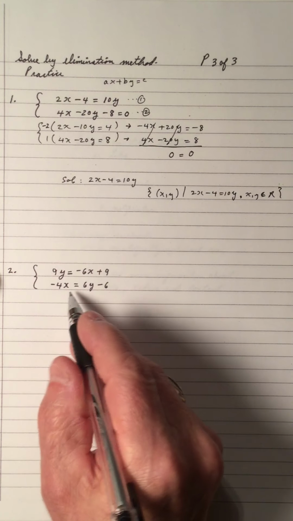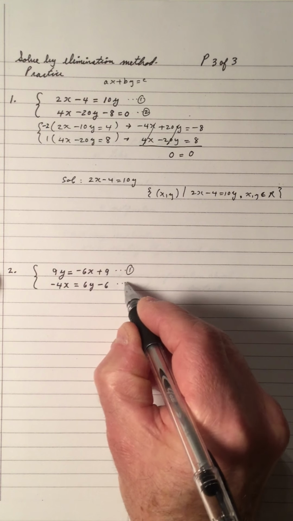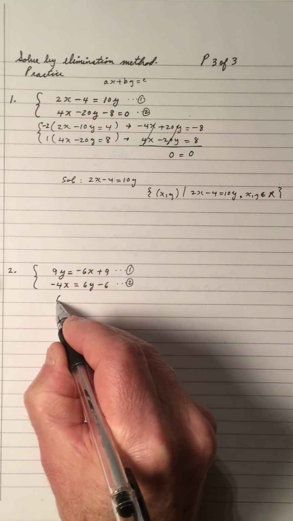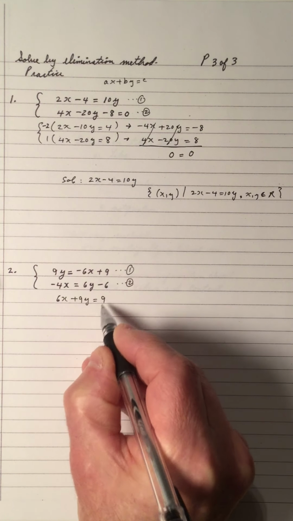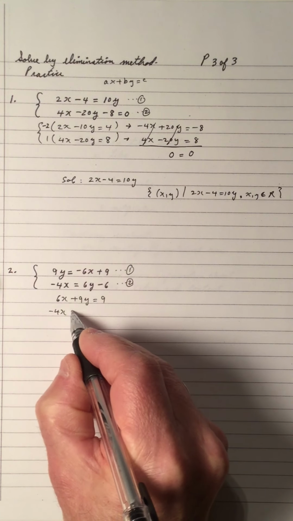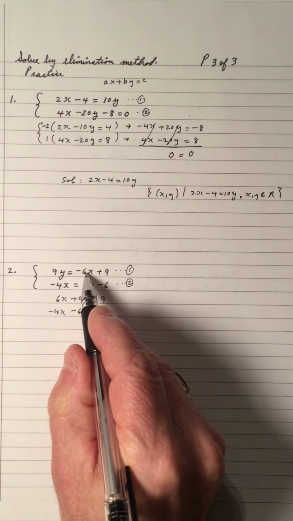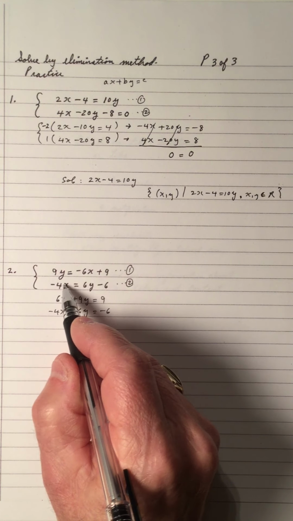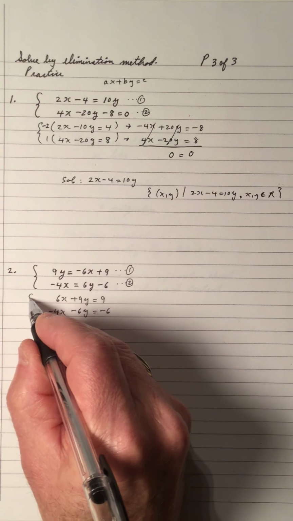Number 2. Now we got to line these up. This is equation 1. This is equation 2. So I'm going to move the 6x to the left and make it positive. The 9y is okay, and the 9 is okay. The x is okay. The y has to move over to become negative, and the negative 6. So we had to move the x to the left, make a plus. We had to move the y to the left to make it a minus. They're all lined up.